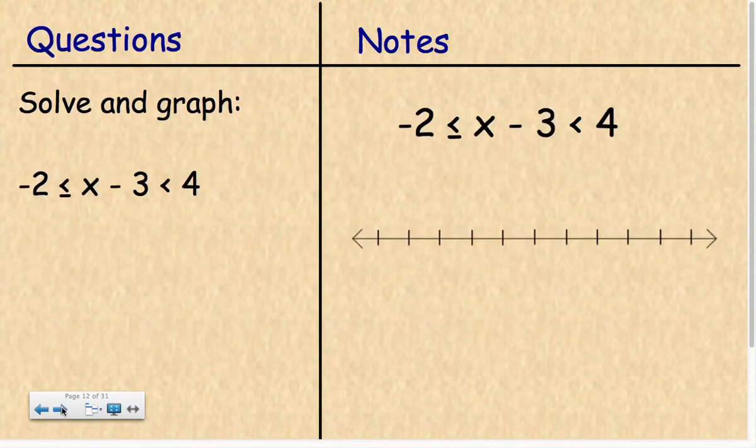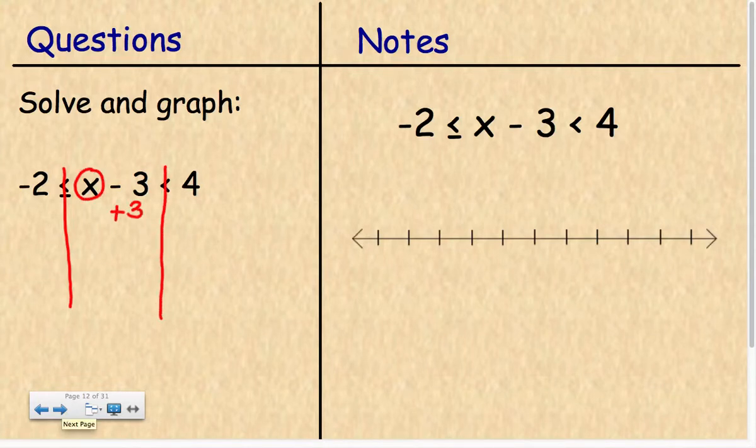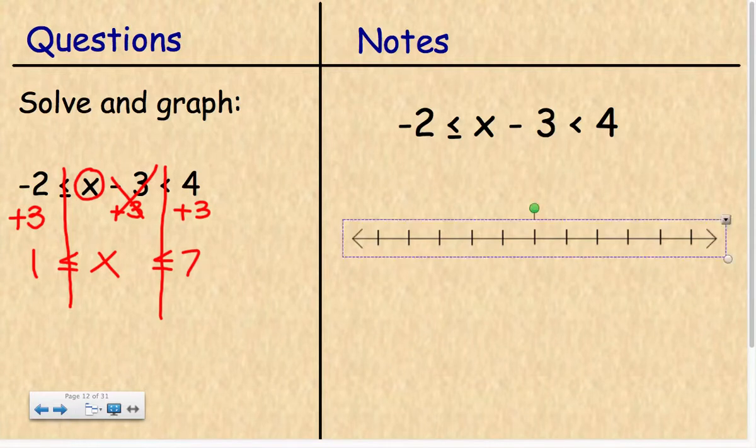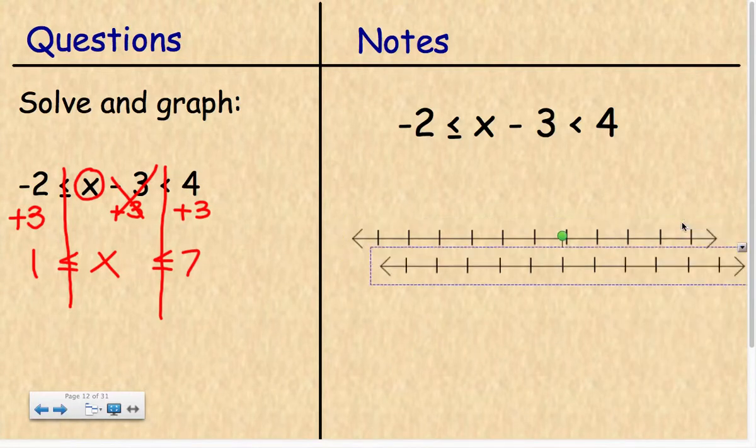and 3. Same thing again, double train tracks. I'm trying to get x by itself, so I'm going to add 3 in the middle, on the right, and on the left. Negative 2 plus 3 is 1. 4 plus 3 is 7. Now, make a couple more number lines here.